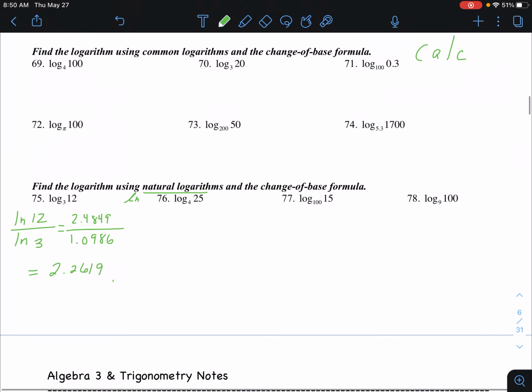All right, guys. So again, you're using the calculator here. There's no mental math in the homework, just using a calculator.